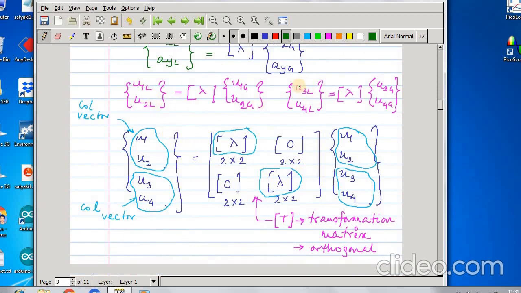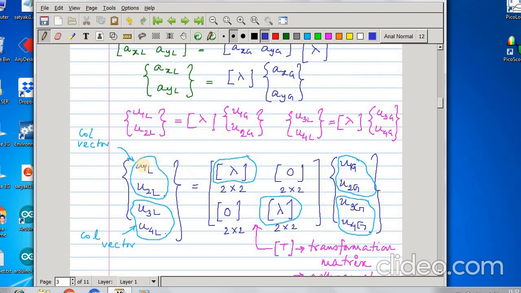Now if we just put this vector under this vector, here I have made one mistake. So this should be u1L, u2L, u3L, u4L, and this should be u1G, u2G, u3G, and u4G. So this is the relation, lambda, and u1L, u2L are in no way related to this vector.